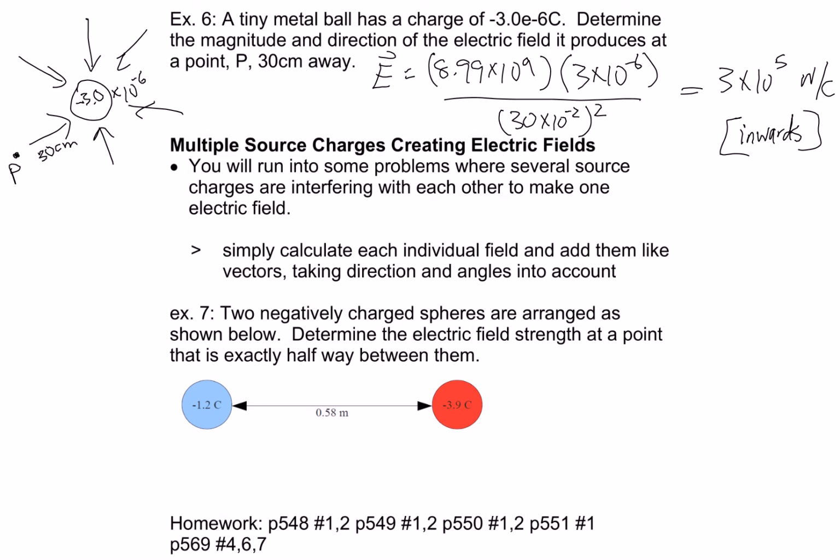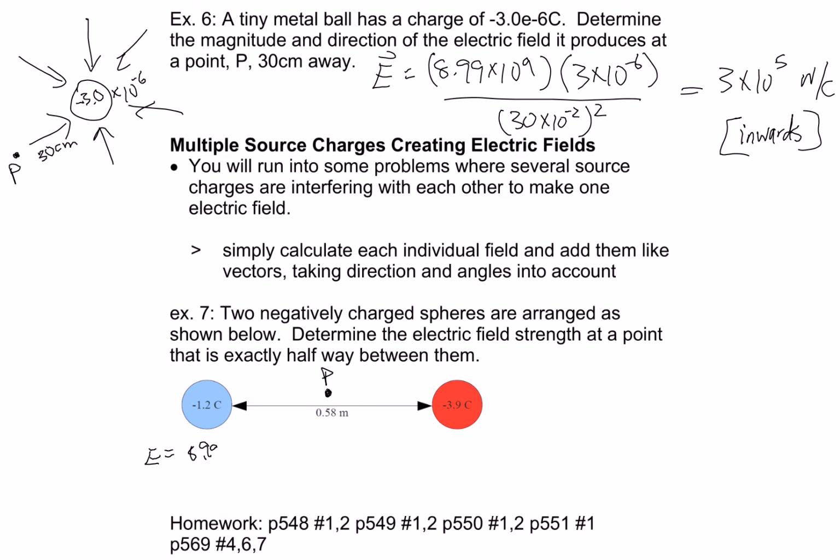And one last quick example. So what happens if we have more than one charge? So just like we just finished doing in the last unit, it works exactly the same way. So for this example, we got two negatively charged objects. The question is, what's the electric field strength that's exactly halfway between? So if our point P is halfway in between, what we want to do then is use the formula. So we'd figure out our electric field for the one on the left.